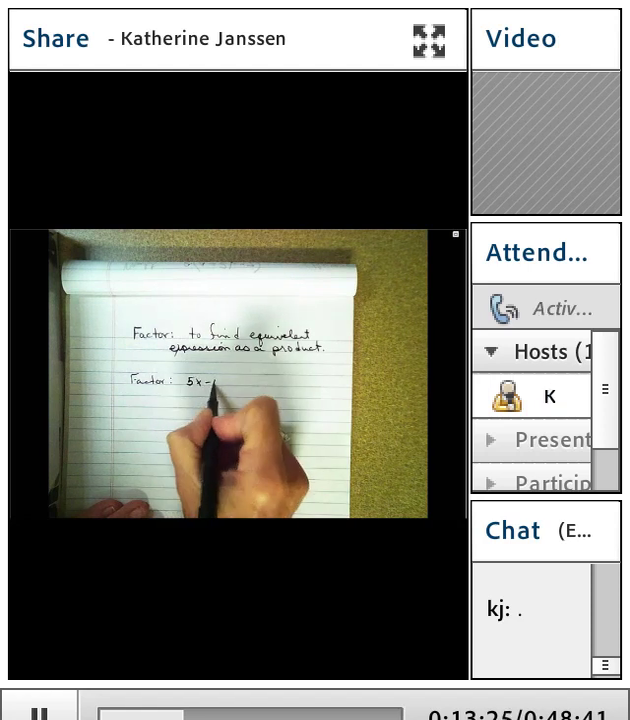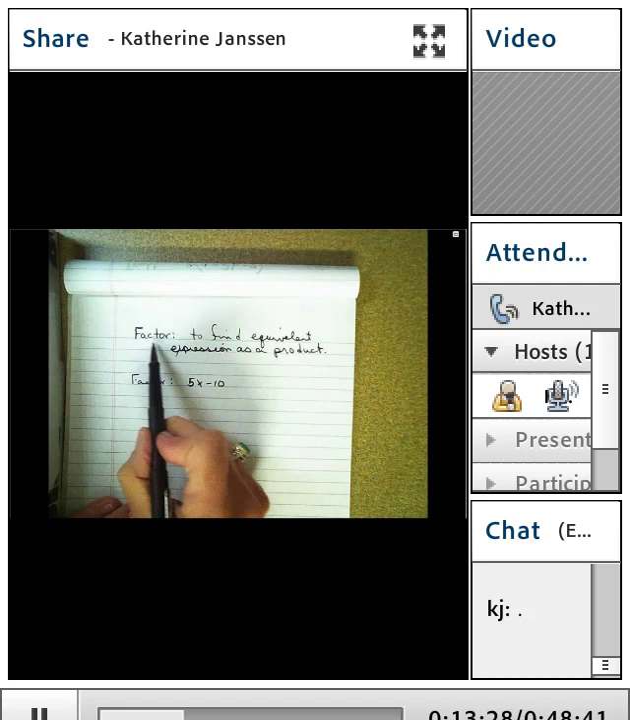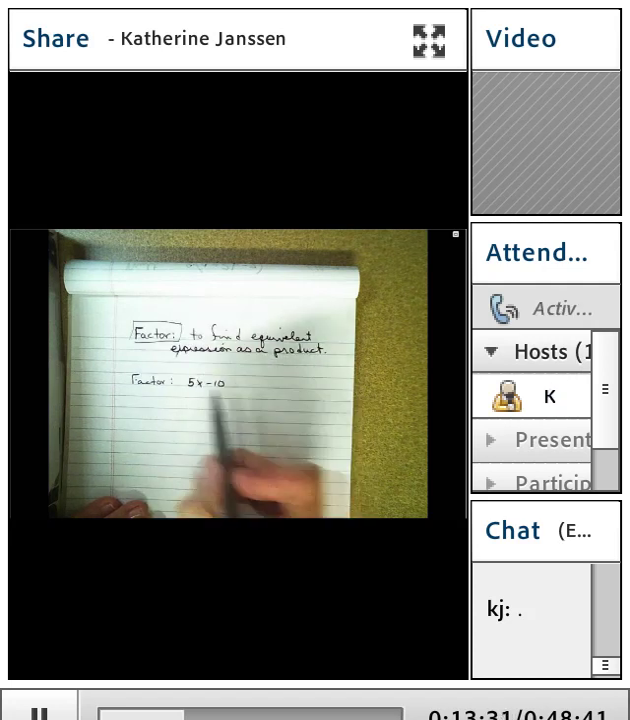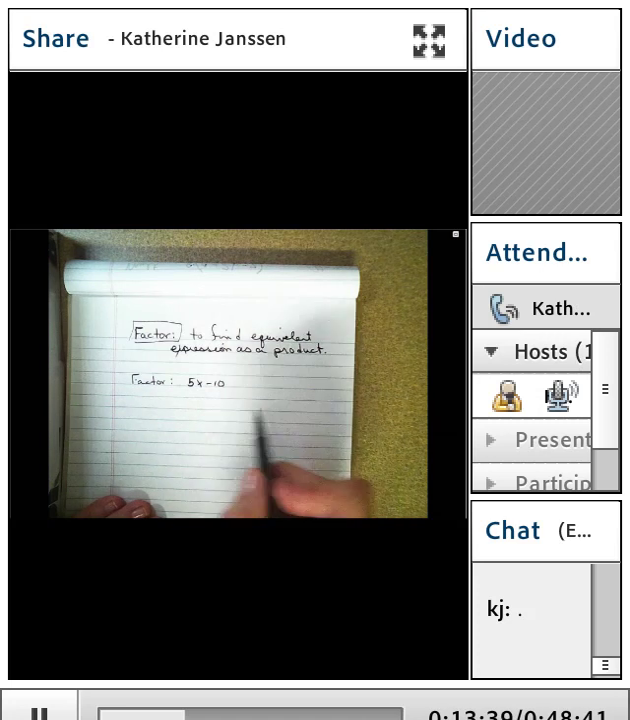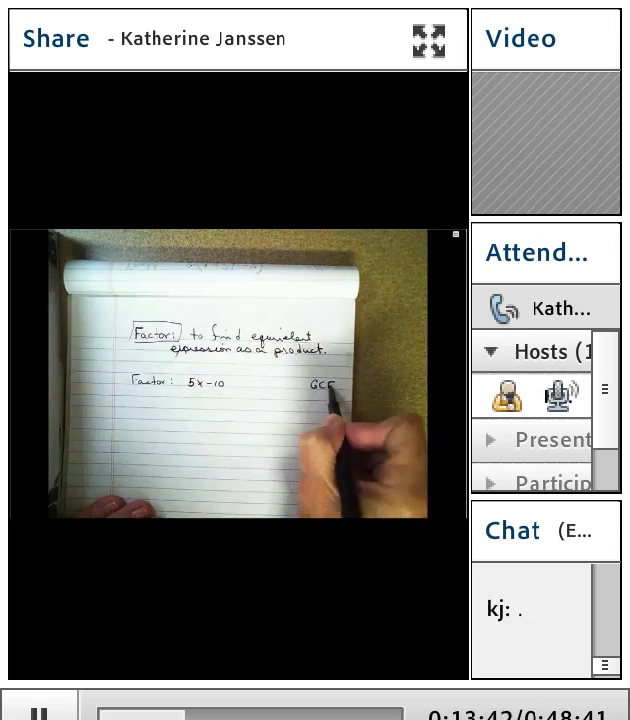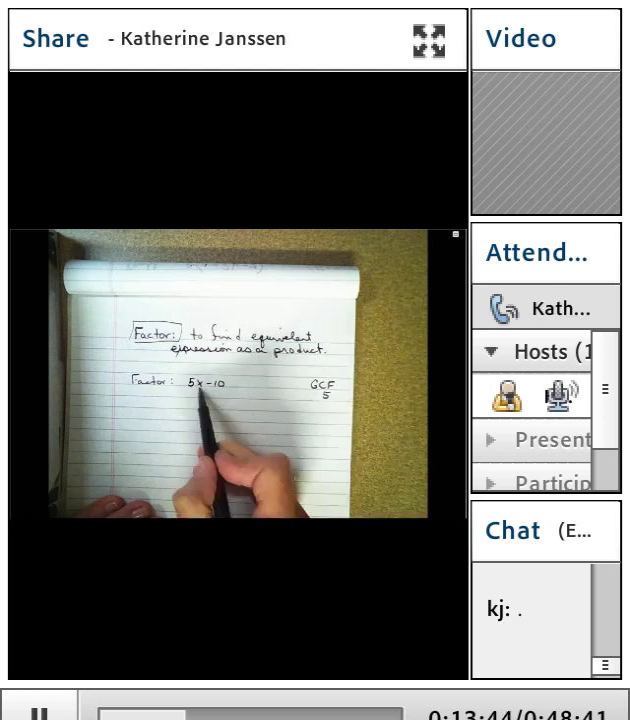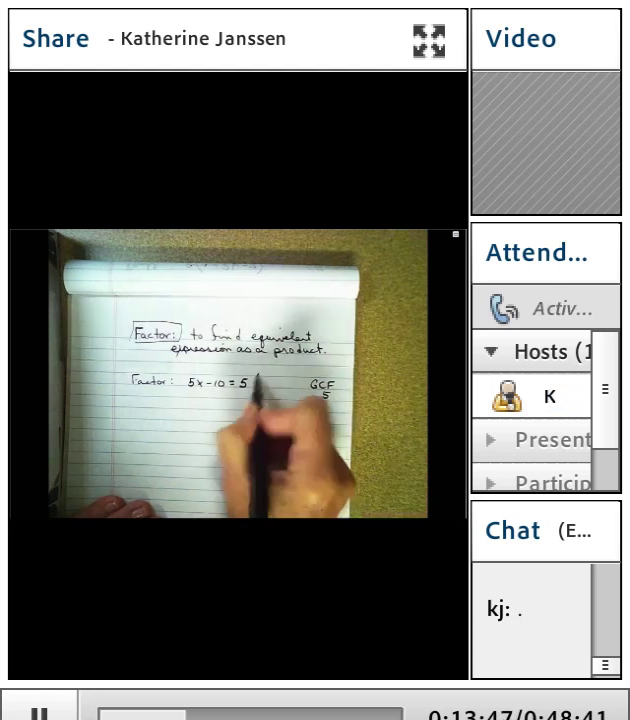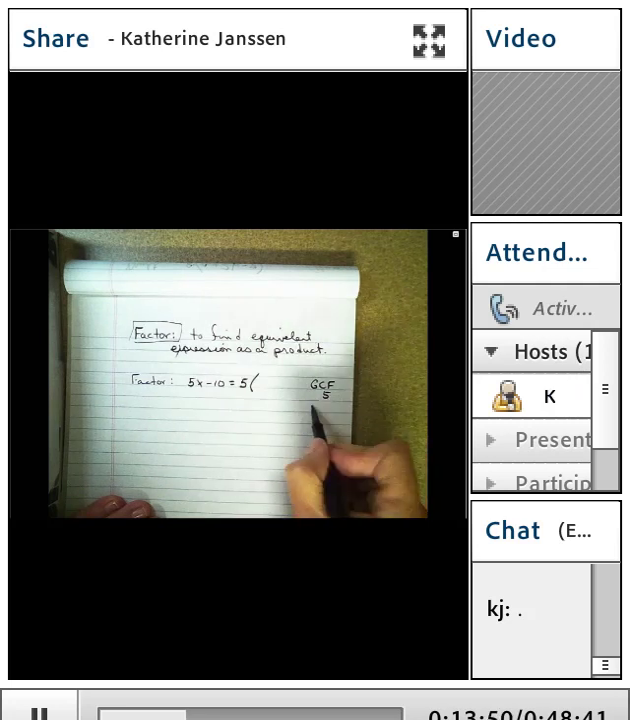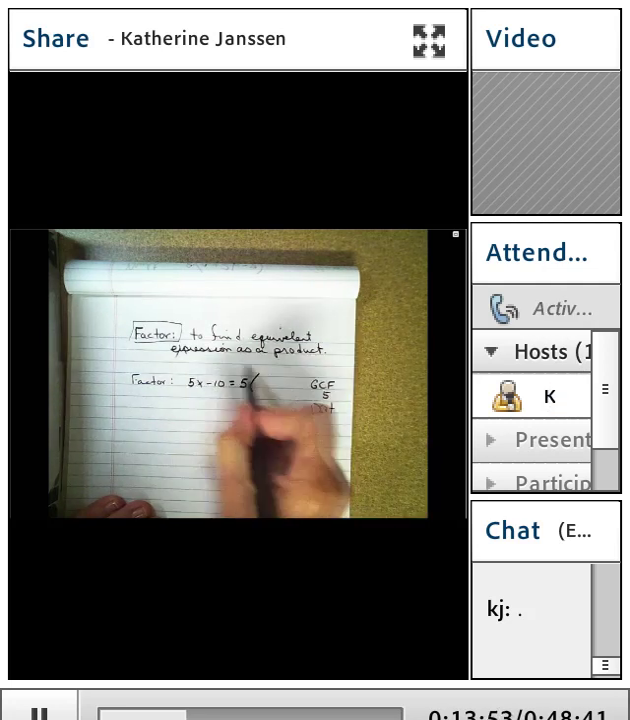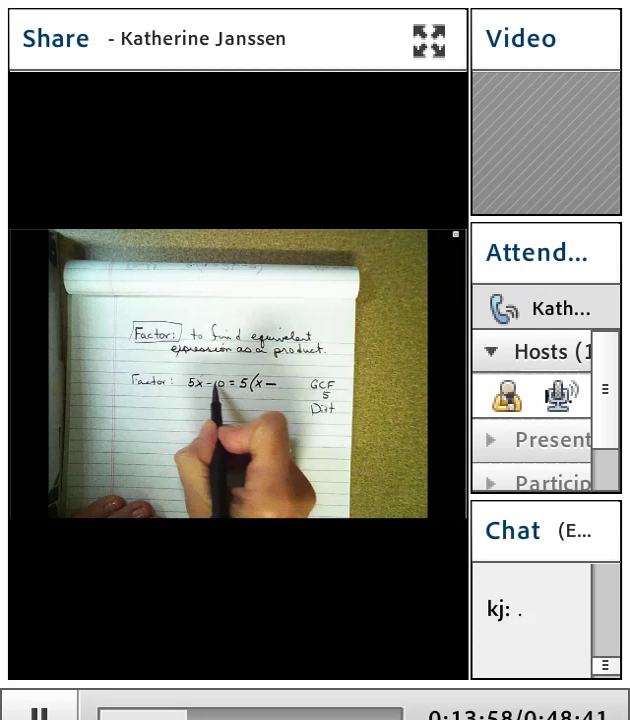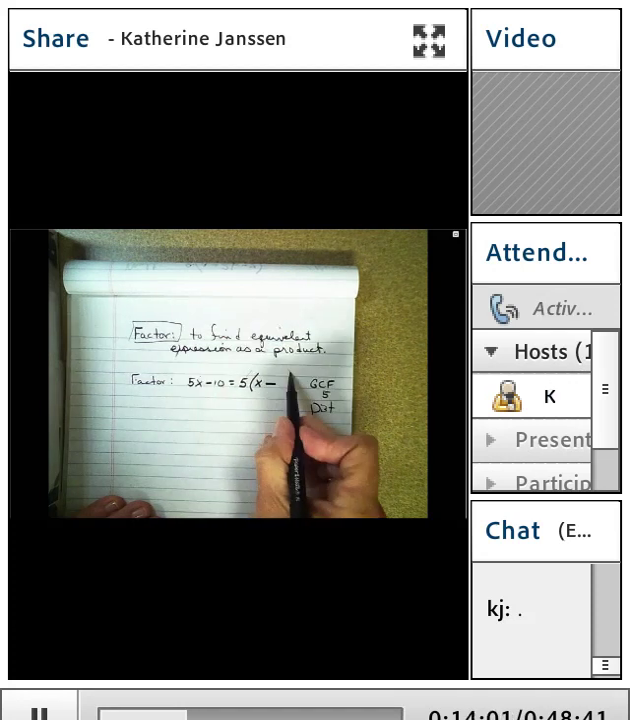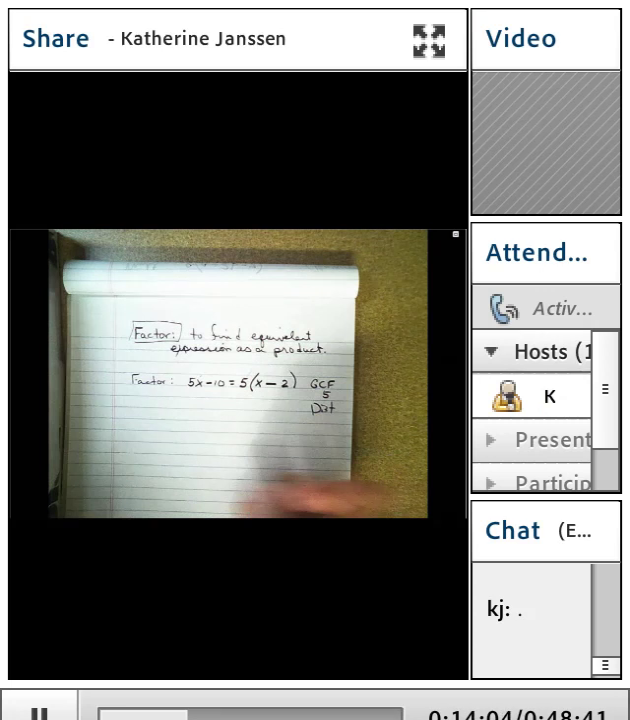5x minus 10. Factor means to find an equivalent expression as a product. So I want to find something equal, but as a product, which is something times something. Well, I see that I have a common factor of 5 in each term. So I can bring out my common factor, 5, and use my distributive property. 5 times what would give me 5x? That'd be x. Pick up your sign. And 5 times what would give me 10? That'd be 2.